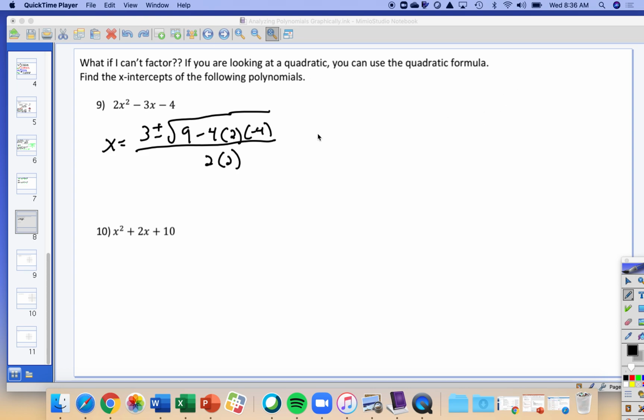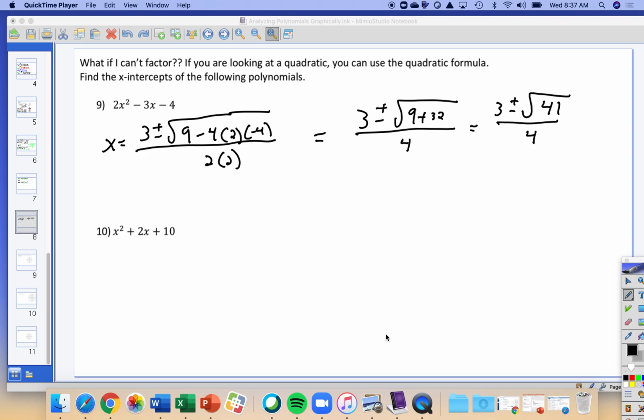So this is equal to 3 plus or minus the square root. I get 9 minus negative 32. 16, 2, 32. So I get 9 plus 32 over 4, which ends up simplifying to 3 plus or minus the square root of 41 over 4. So I have 2 real zeros.